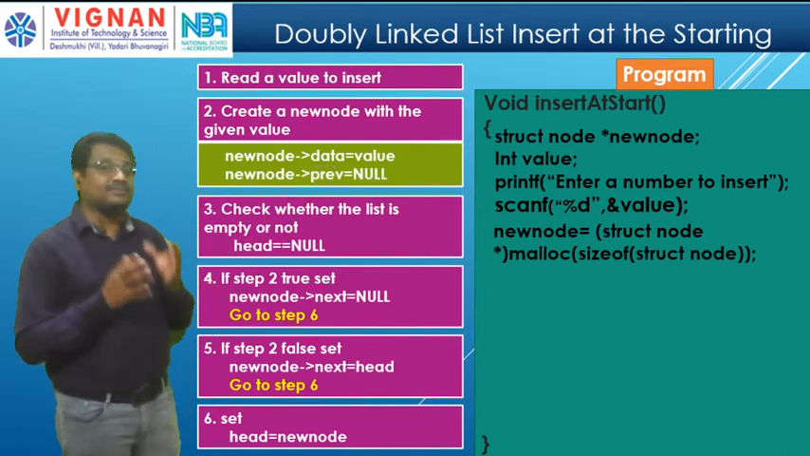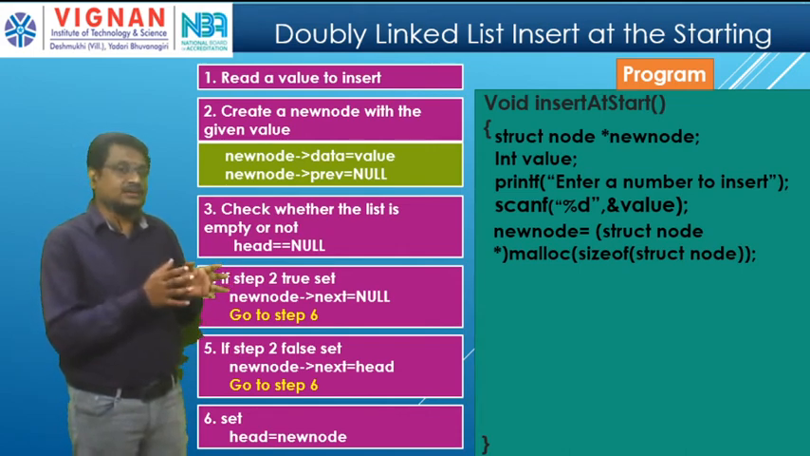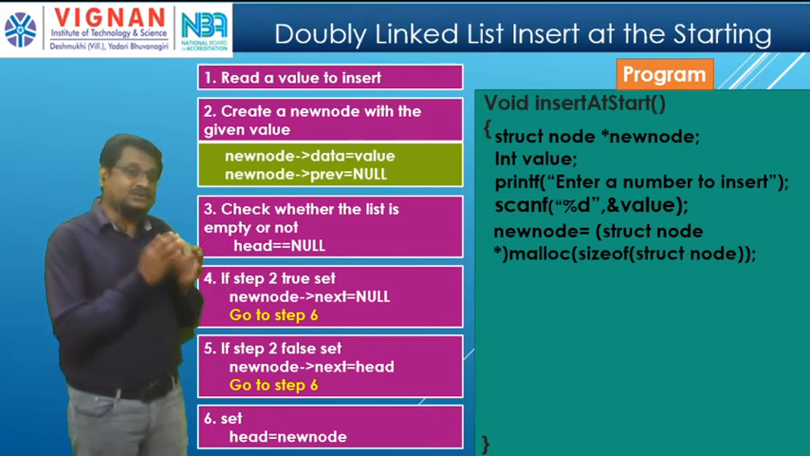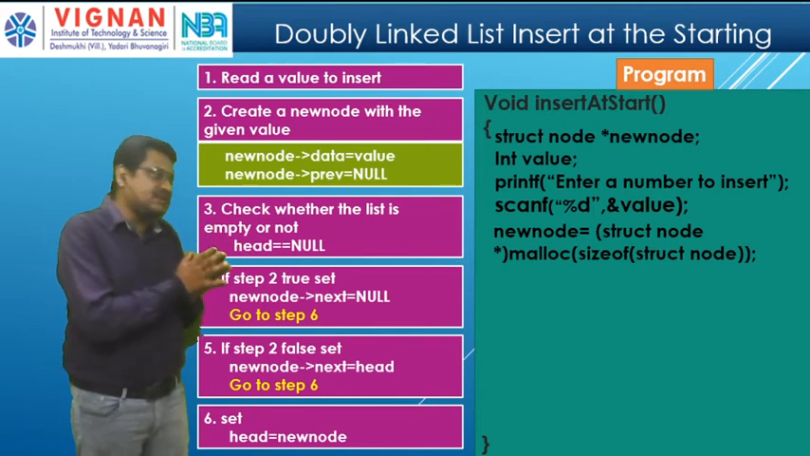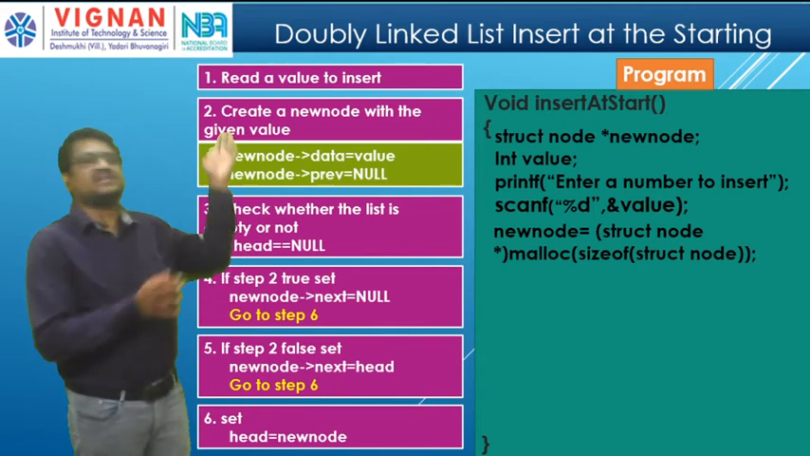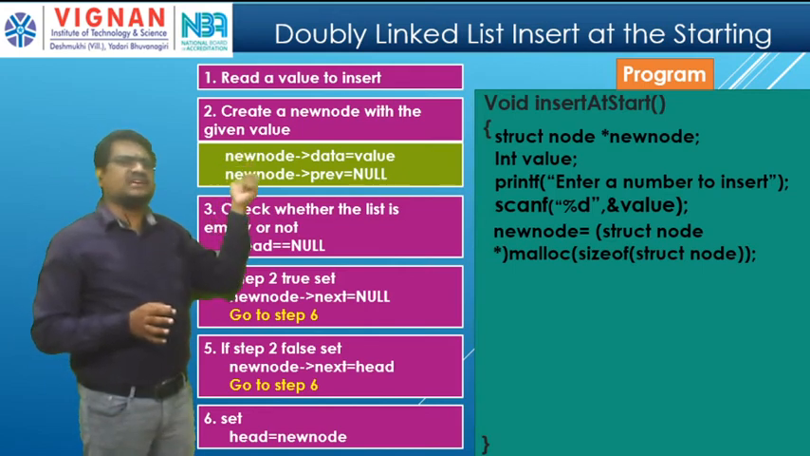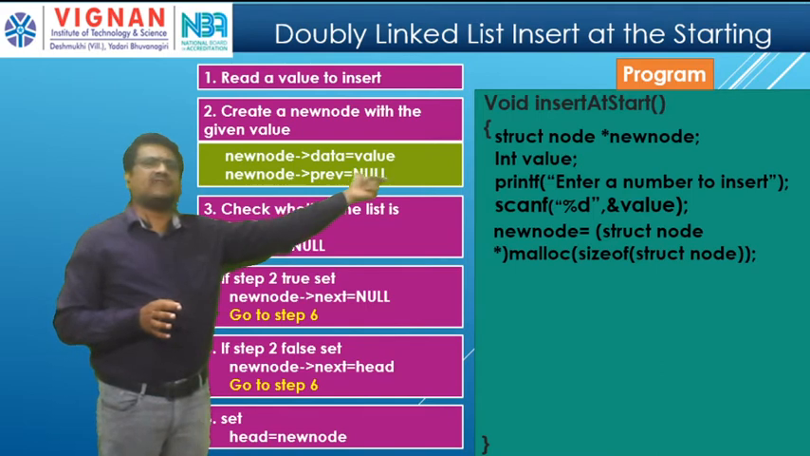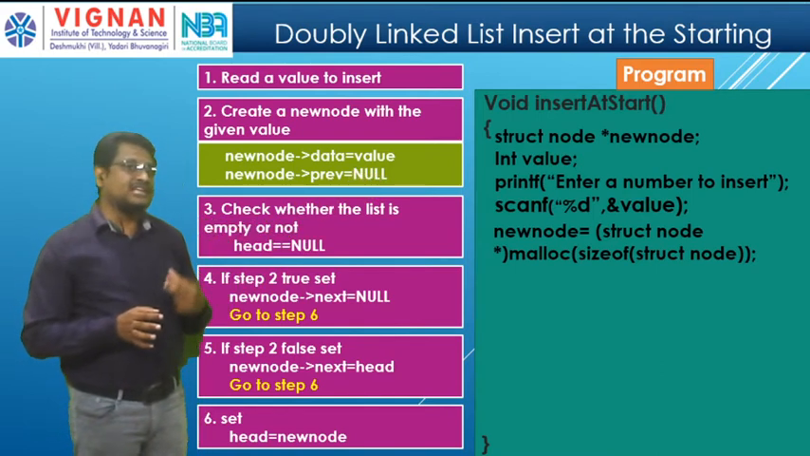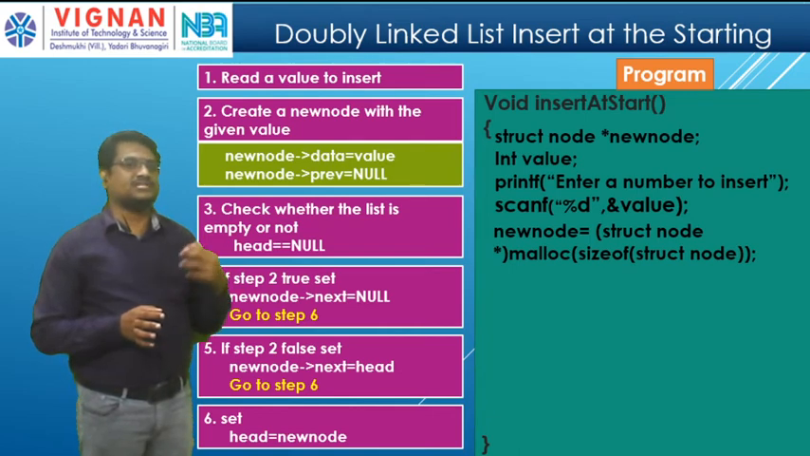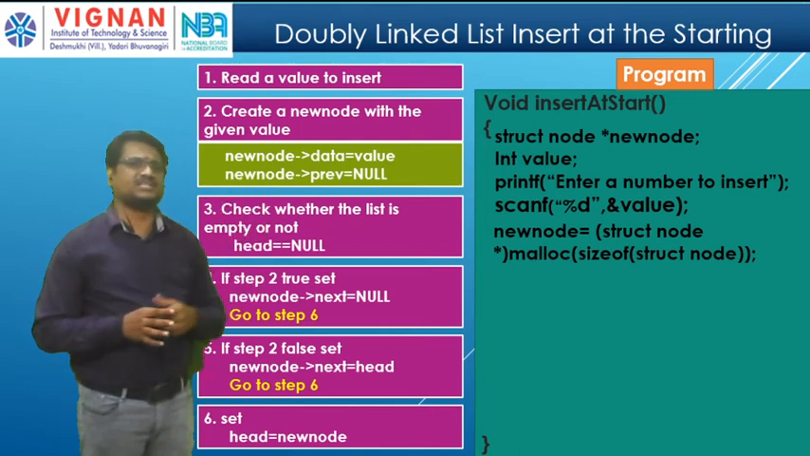Here I am inserting at the starting. So there is no previous element. So if I want to insert the element at the starting, first I will store the data, then immediately I will put new node previous value as null. Why? Because I'm inserting at start, so there is no previous value. It will become the first element.